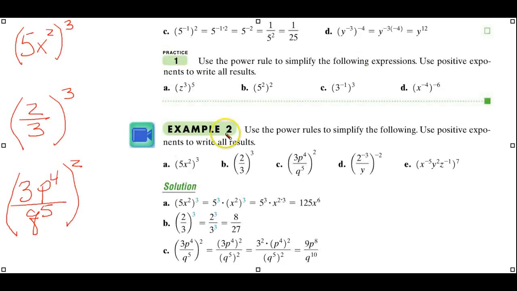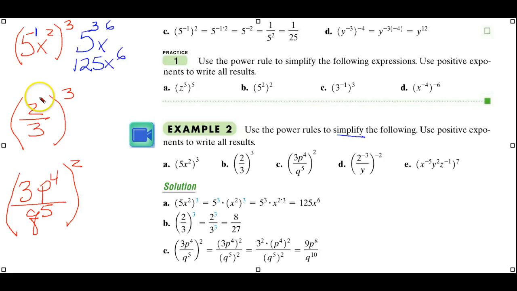Now as we do example 2, we need to keep in mind that by this 5, there's a 1. So this is going to become 5. 1 times 3 is to the 3rd. X to the 6th. And I do want us to simplify. So 5 to the 3rd is 125. X to the 6th.